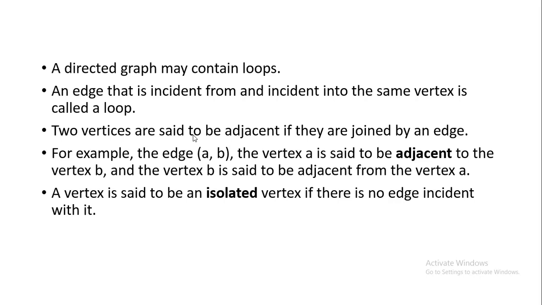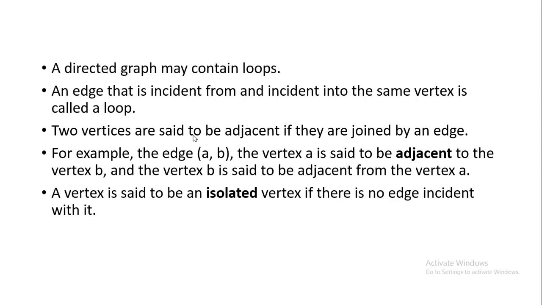For example, in the edge AB, the vertex A is said to be adjacent to the vertex B, and the vertex B is said to be adjacent from the vertex A. Taking another example, the edge CD: the vertex C is said to be adjacent to the vertex D, and the vertex D is said to be adjacent from the vertex C.